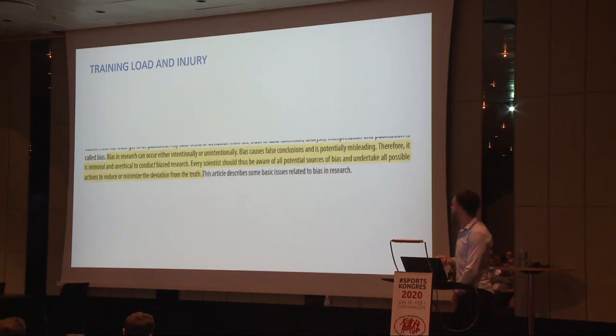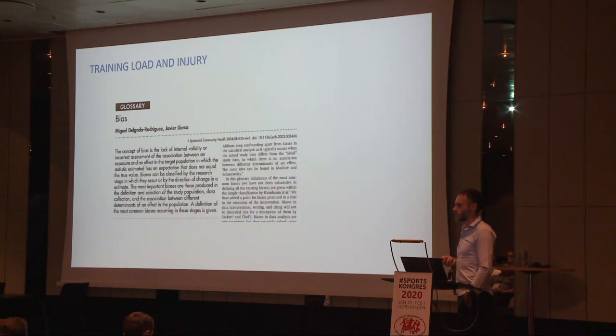So that's the definition in this paper that I found. Bias in research can occur either intentionally or unintentionally, causes false conclusions, potentially misleading, therefore it is immoral and unethical to conduct biased research. Every scientist should be aware, so should practitioners, and undertake all actions to minimize deviations from the truth. So I think that's where we are at the moment with workload and injury.